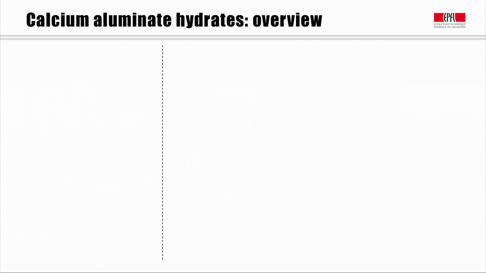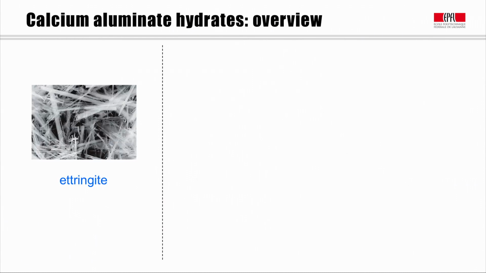Now, these aluminate hydrates broadly come in three families. First, we have these rods, which are called ettringite. Now, the formula of ettringite is as written here. That's to say, for each molecule of C3A, we have 3 molecules of calcium sulfate and then a lot of water. And in a lot of these hydrates, we can have a replacement of the aluminium ions by iron ions.